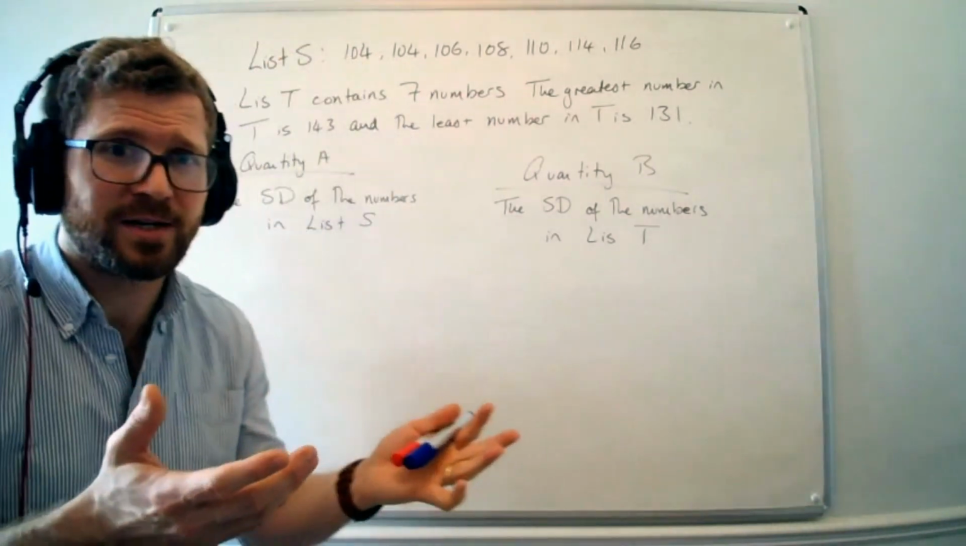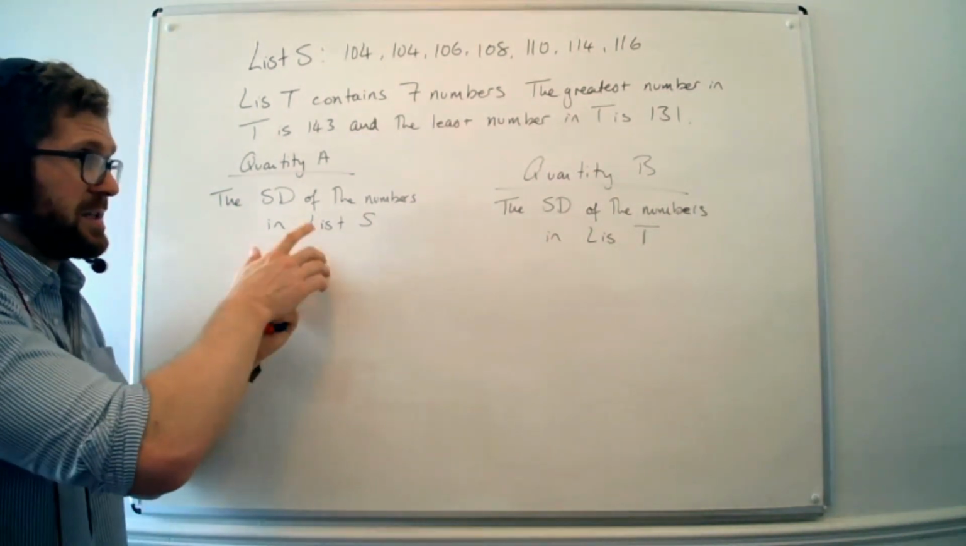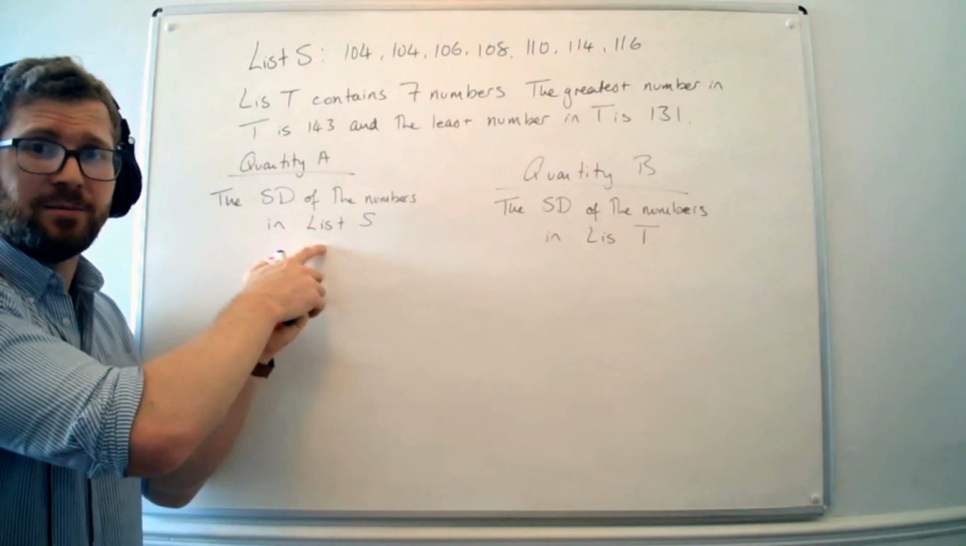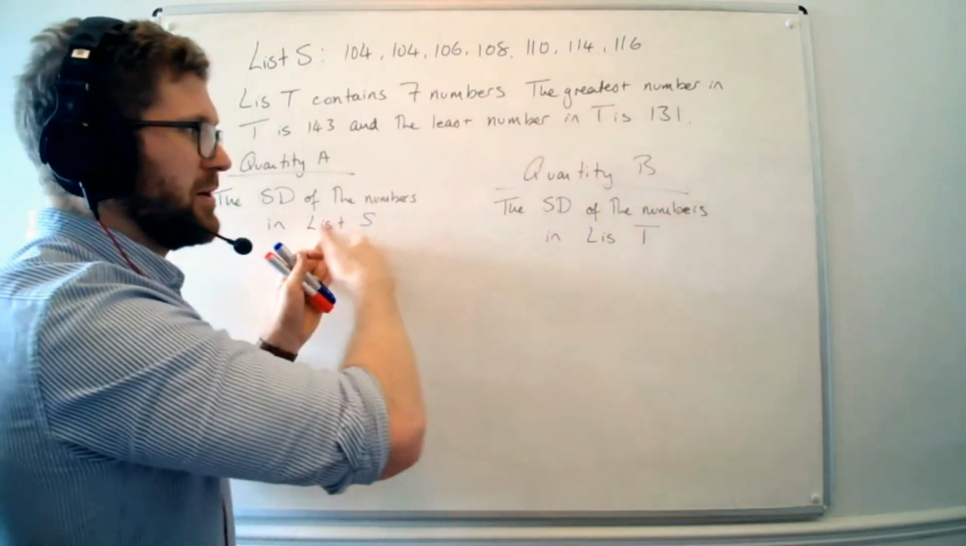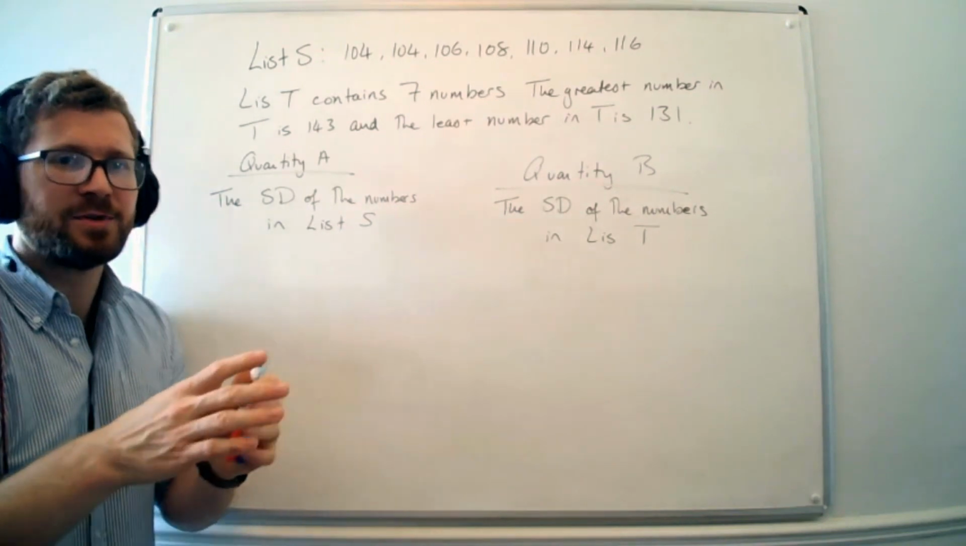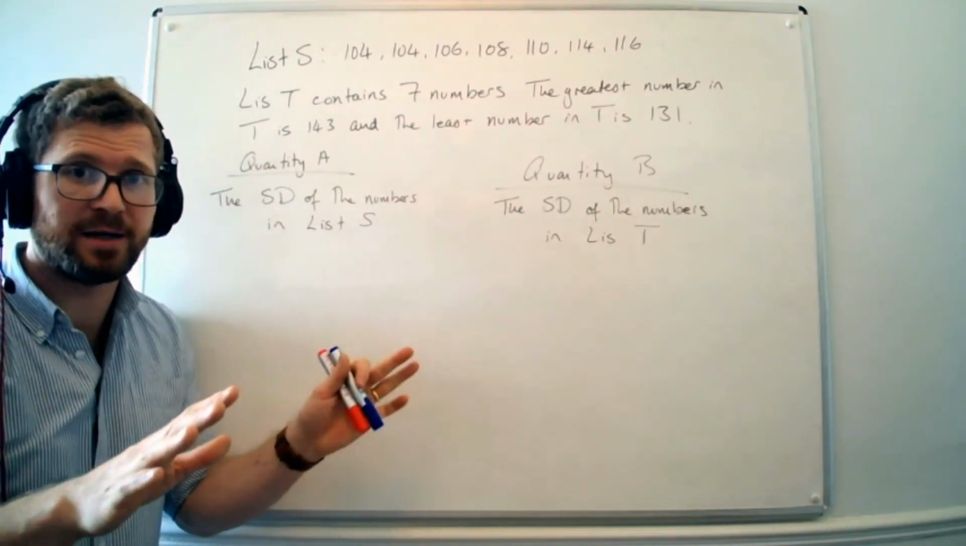Okay, so in this question, like I say, we're not going to calculate the standard deviation. What I can say about this is I certainly don't know what the standard deviation of the numbers is in list S, but I'm comparing it. Which one of these sets is more spread out? Now, the thing to notice here is I know all the numbers in list S, I know how spread out things are.